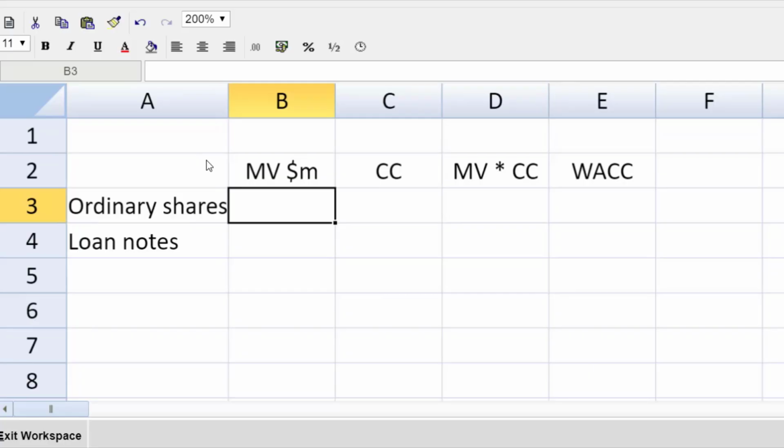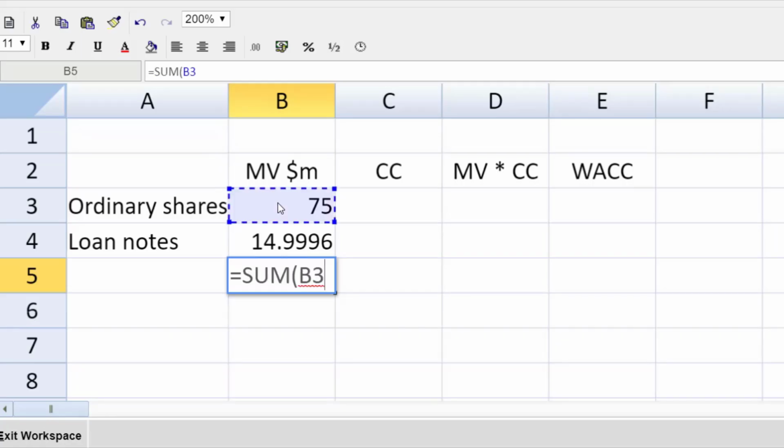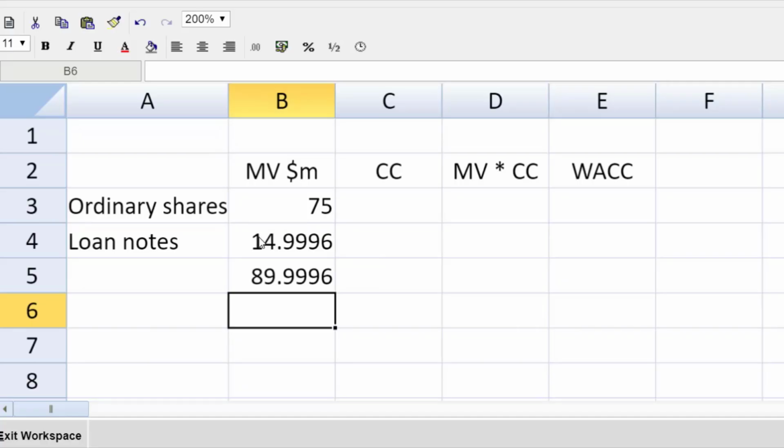Now, let's get to market values. Do we know the number of shares? Yes, we do. Do we know the market price for one share? We sure do. Multiply one by the other, and we can get the market value of equity. Now, we know that there are $14 million of loan notes par value, and we know they are trading at 107.4 for $100. Okay, we can add those two numbers up now using the sum function, and there we go.